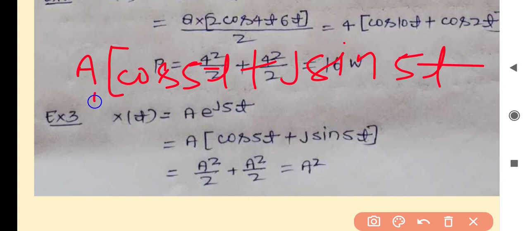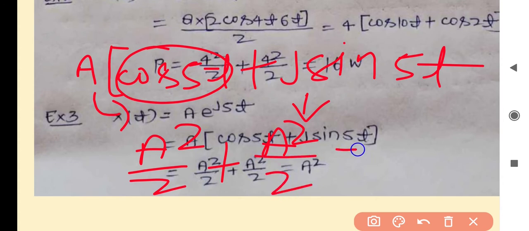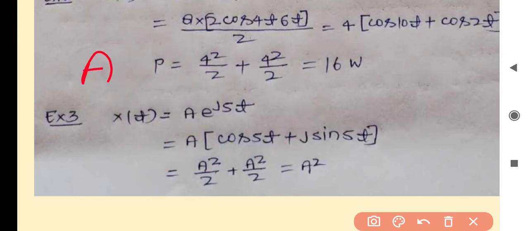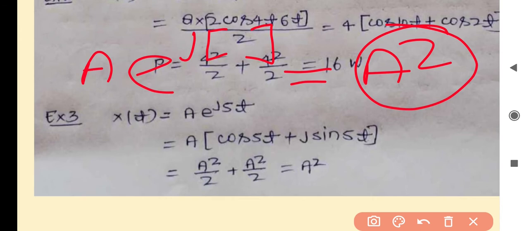Amplitude of both the signals is a, so I will write it as a square by 2 power of the real part plus a square by 2 power of the imaginary part. The total power will become equal to a square. So remember always, if a signal is given like a e to the power j anything, the power of this signal will directly become equal to a square, the square of the amplitude of the signal. Now we will consider the next case.